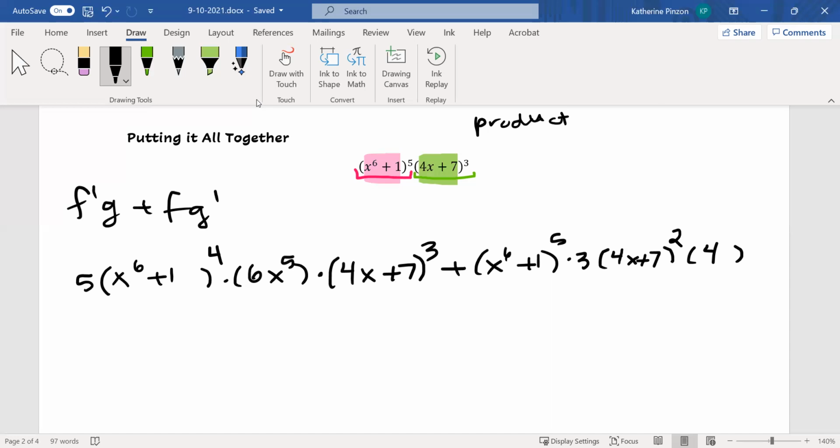The 4 at the end comes from the derivative of this inside part. The derivative of 4x plus 7 makes the 4. Yeah, that's in this 6x to the 5th comes from the derivative of that inside part there. I use the chain rule by putting these derivatives at the end, this 6x to the 5th and the 4, because I did bring the power in front, keep the inside the same, subtract 1 from the power, multiply by the derivative of the inside. That's what the chain rule says. So these pieces here that are underlined are the chain rule parts.